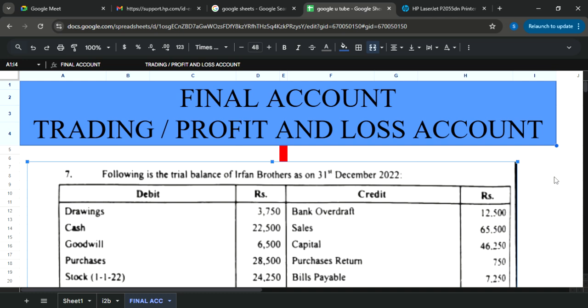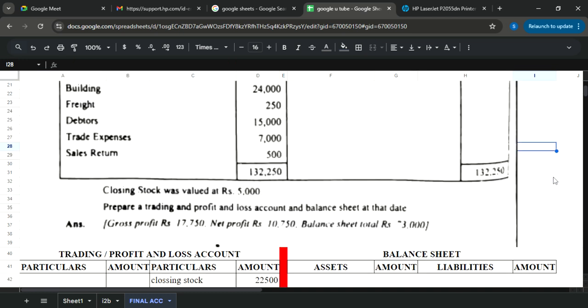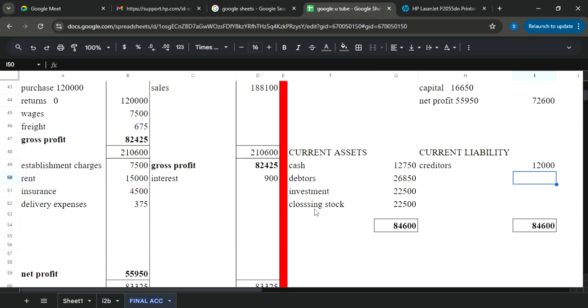Let's come over here. We need to prepare the trading and profit and loss account and balance sheet. Trading means direct expense and income, giving gross profit. Profit and loss account means net profit, and then the balance sheet. It means it's a complete question.